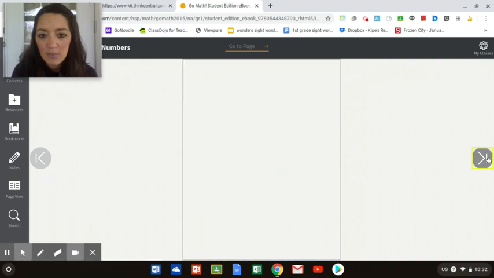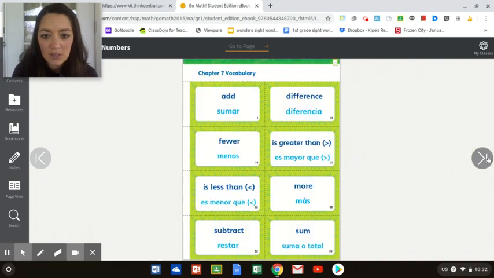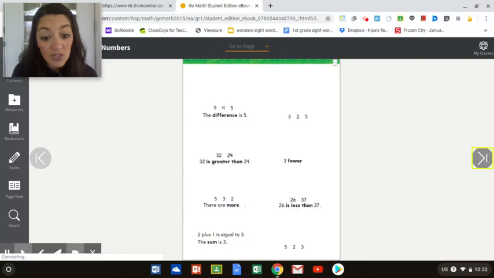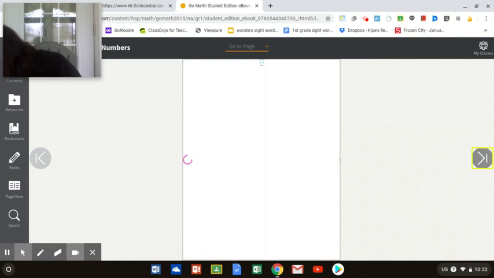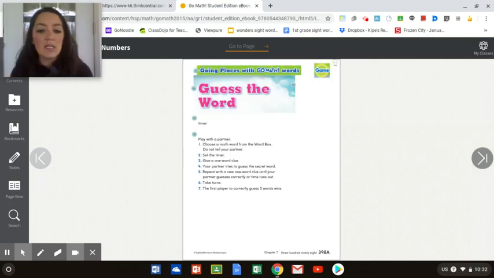You are going to do page. Here are some flashcards you can use to kind of help you out. I think we're going to go to page 99.